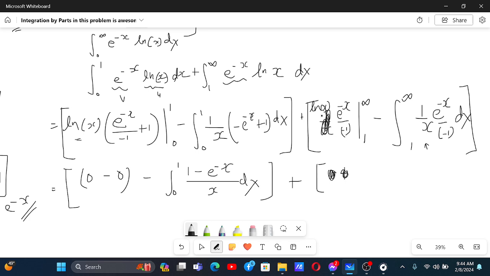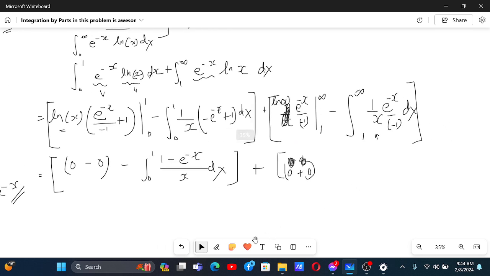Now, at infinity we have infinity times 0. But e to the power minus x dominates because this shrinks way faster. That's why we have 0 over here, and minus is plus, and so again e to the power minus 1 is just e to the power minus 1, and ln of 1 is 0, so that's just 0 again. I knew that it would be 0 plus 0, by the way, but I didn't see that, so that's why I knew there was something wrong. And then minus, you can use the minus sign to make it plus, the integral from 1 to infinity e to the power minus x by x dx.